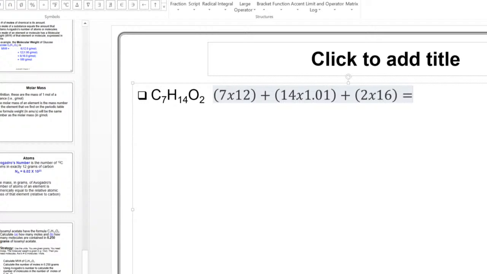So it will be 12 times 7, that will be 84, plus 14 times 1.01, plus 2 times 16. So it will be 130.14 gram per mole. Okay, so that will be the molar mass of this substance.